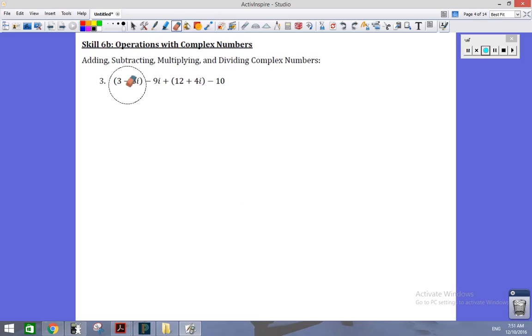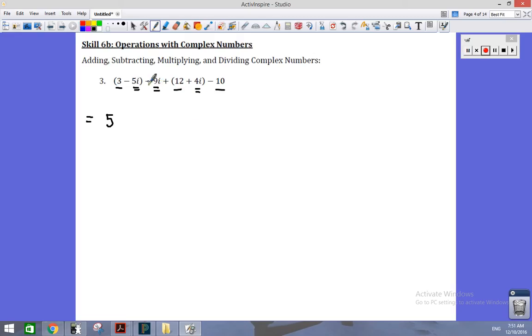So here I have a complex number. I'm subtracting a pure imaginary number, adding a complex number, and subtracting a real number. So it's still the same idea of like terms. We've got the 3, the 12, the minus 10. So 3 plus 12 is 15. 15 minus 10 is 5. And let's take a look at our imaginary numbers.